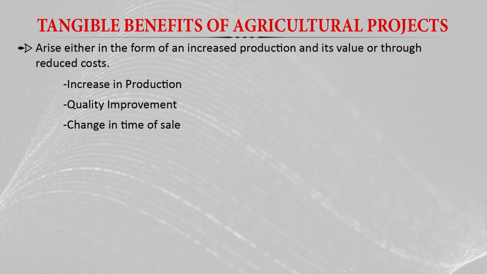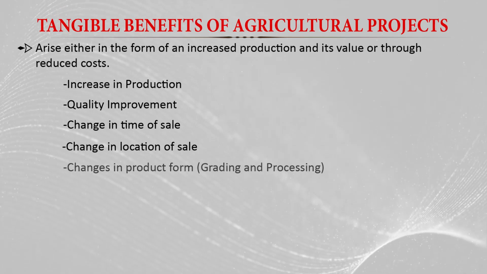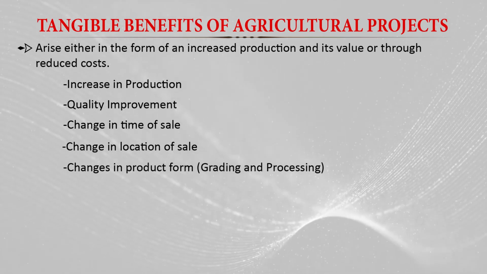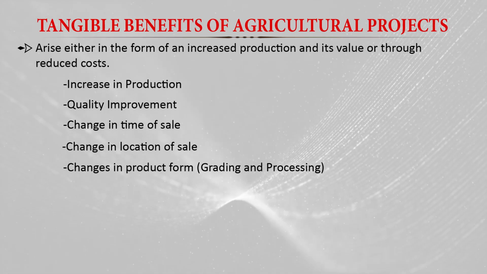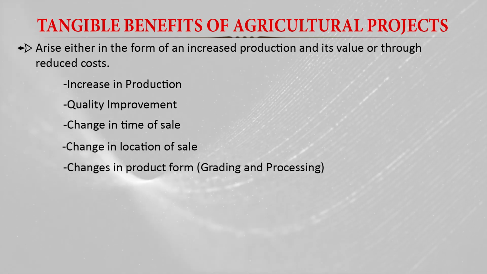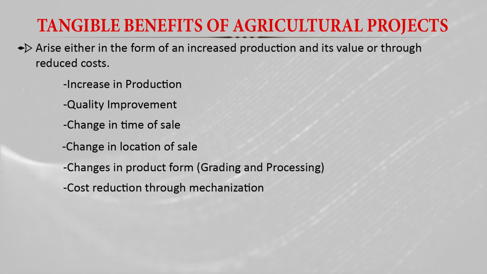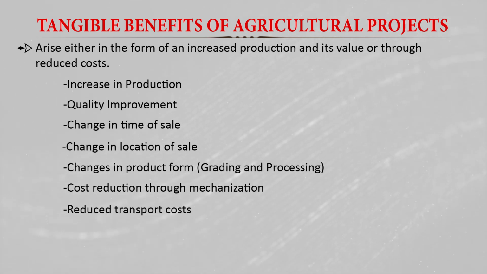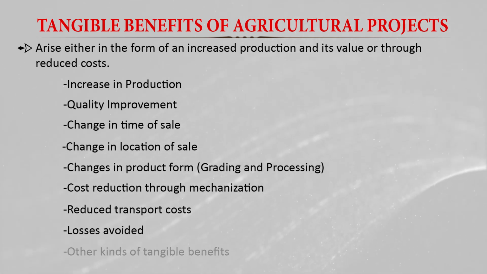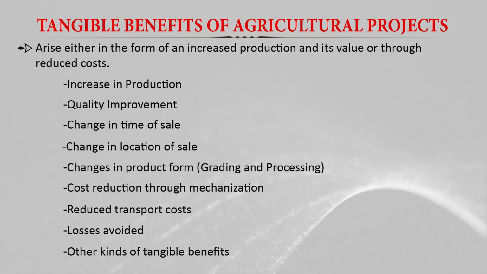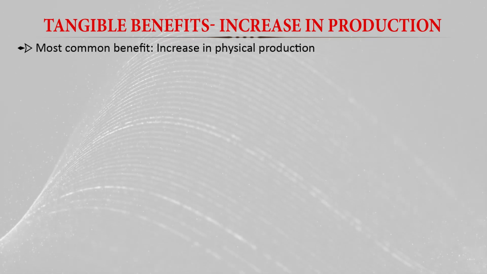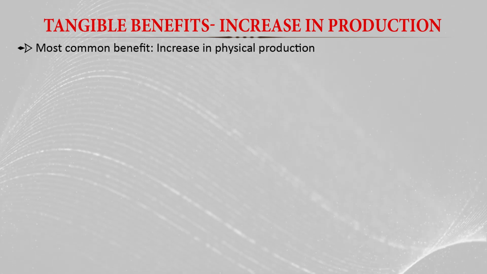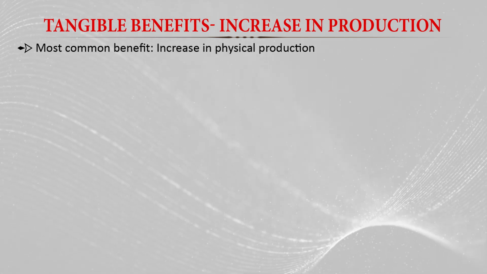There are different forms of tangible benefits in agriculture projects, like increase in production, quality improvement, change in time of sale, change in location of sale, and change in products through grading, processing and different types of post-harvest management activity. Then there is cost reduction through mechanization, reduced transport costs, losses avoided, and other kinds of tangible benefits. So let us first understand the tangible benefit in the form of the increase in production, and this is the most common benefit. Actually it is the increase in the physical production.